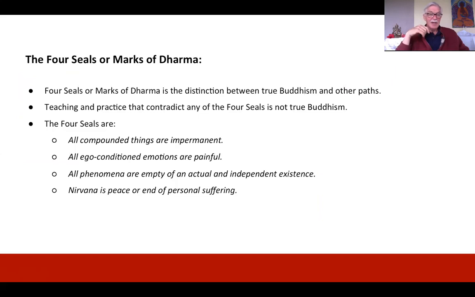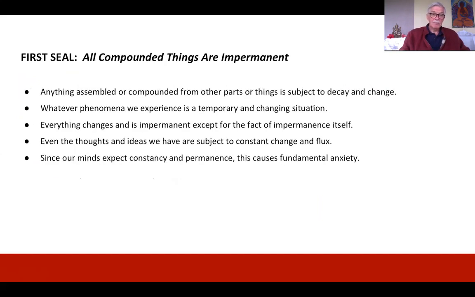So in any case, the four seals, and I'm going to spend some time on this: all compounded things are impermanent. All ego-conditioned emotions are painful. All phenomena are empty of an actual or independent existence. And finally, nirvana is peace or the end of personal suffering. In some versions of these marks or seals of Dharma, it's only the first three. They don't include nirvana. But I want to go over each one because, again, this is the heart of Buddhism.